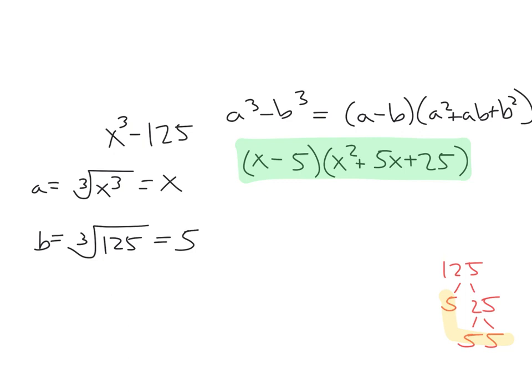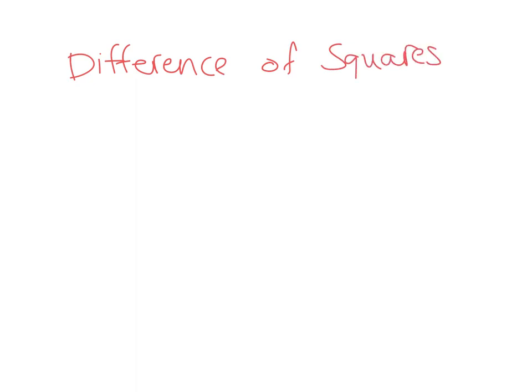And we only have one more thing to talk about. We need to talk about the difference of squares. Now, there's only the difference of squares. There's not a sum of squares. So the difference of squares: the formula is a squared minus b squared is equal to a plus b times a minus b. And so let's look at the example that I have for you.